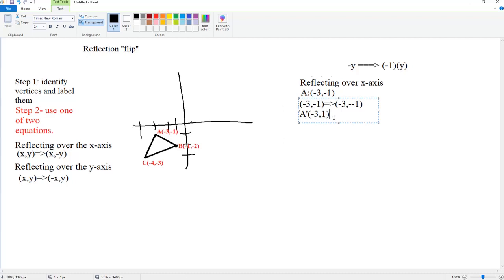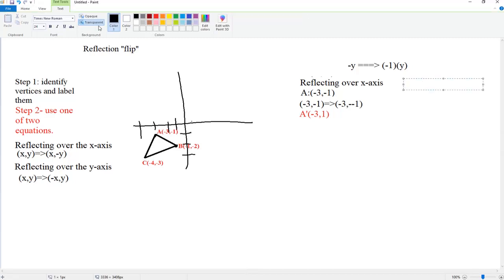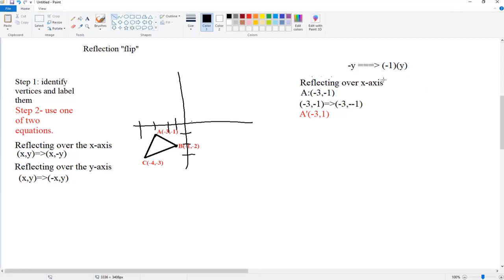Yeah? So that's going to be that. Let me see if I can change the color of this. Yes, I can. I'm going to make it red. There we go. So that's reflect over x-axis. If I wanted to reflect over a y-axis, let me put a little line here actually to separate them.